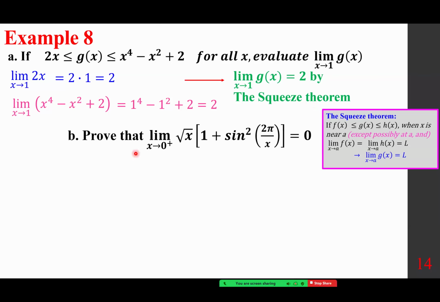Part B, prove that the limit of square root of x times the brackets 1 plus sine squared 2 pi over x close bracket as x approaches 0 from the right is 0. So the technique is as follows. You want to pay attention to that when you want to prove something like this.